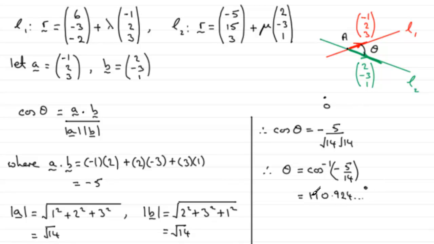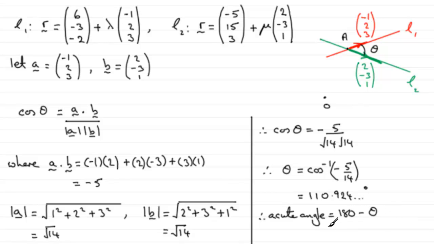Now clearly this is not an acute angle. What we found out appears to be this angle out here, and that can happen. When you've got two lines intersecting, you're going to have one or other of the angles. So we've got the obtuse angle here. To get the acute angle, all we've got to do is take this angle away from 180 degrees. So therefore we can say that the acute angle is equal to 180 minus theta.